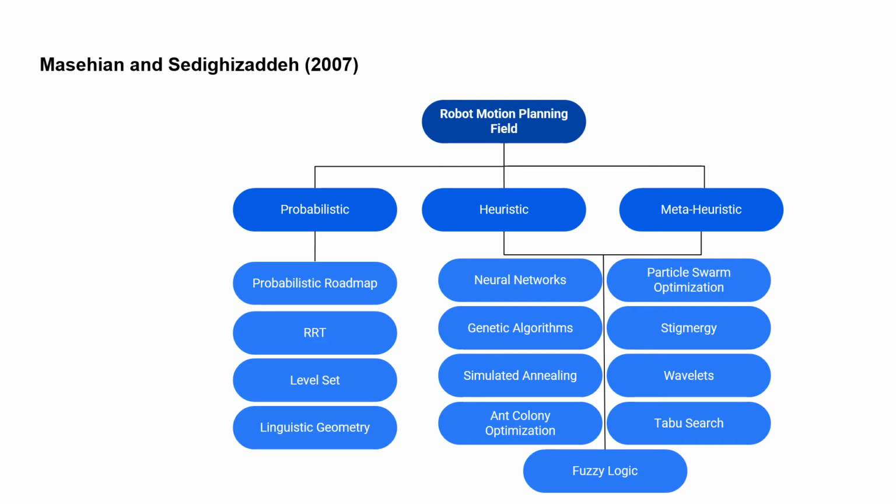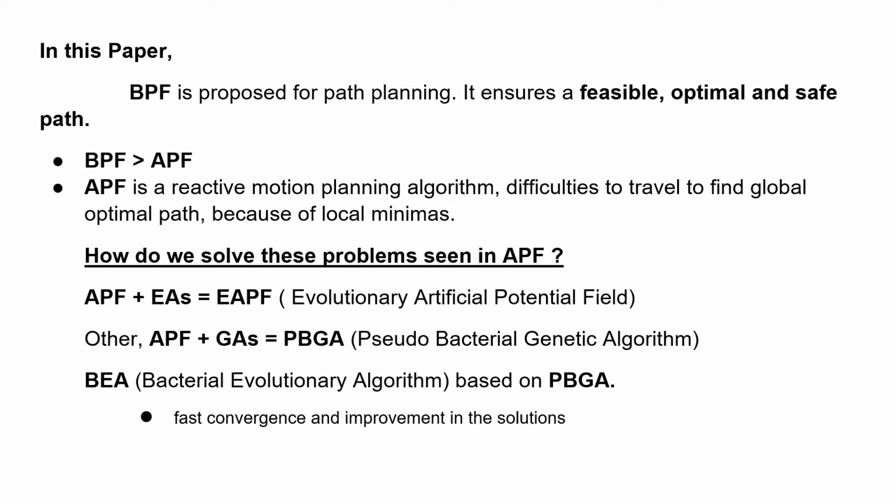They are deeply connected to one another, and in many applications, some of them are combined together to derive the desired robotic controller in the most effective and efficient manner. In this paper, the bacterial potential field is proposed as a method for path planning for mobile robots. It ensures a feasible, optimal, and safe path for the robot navigation.